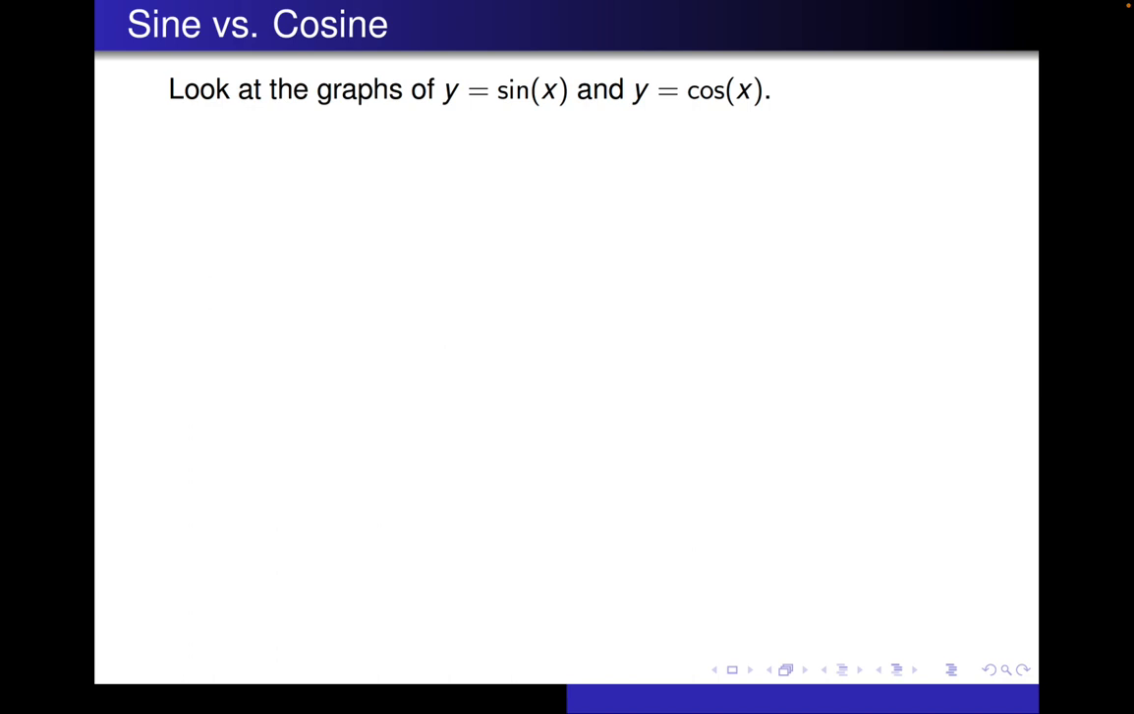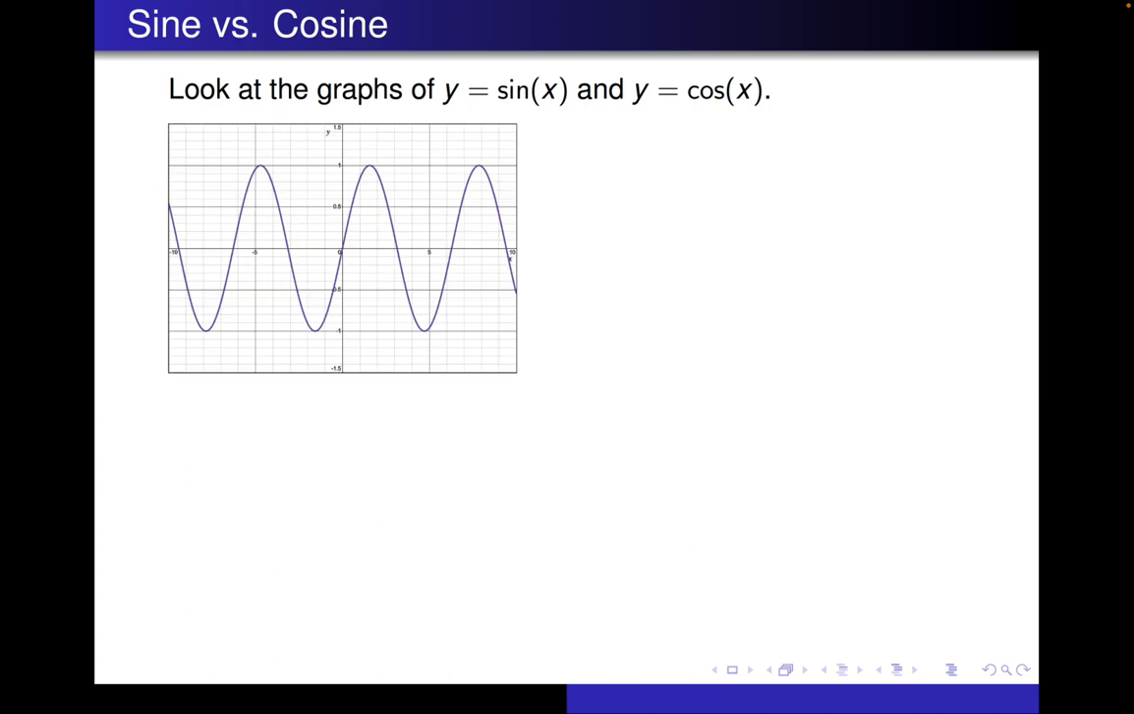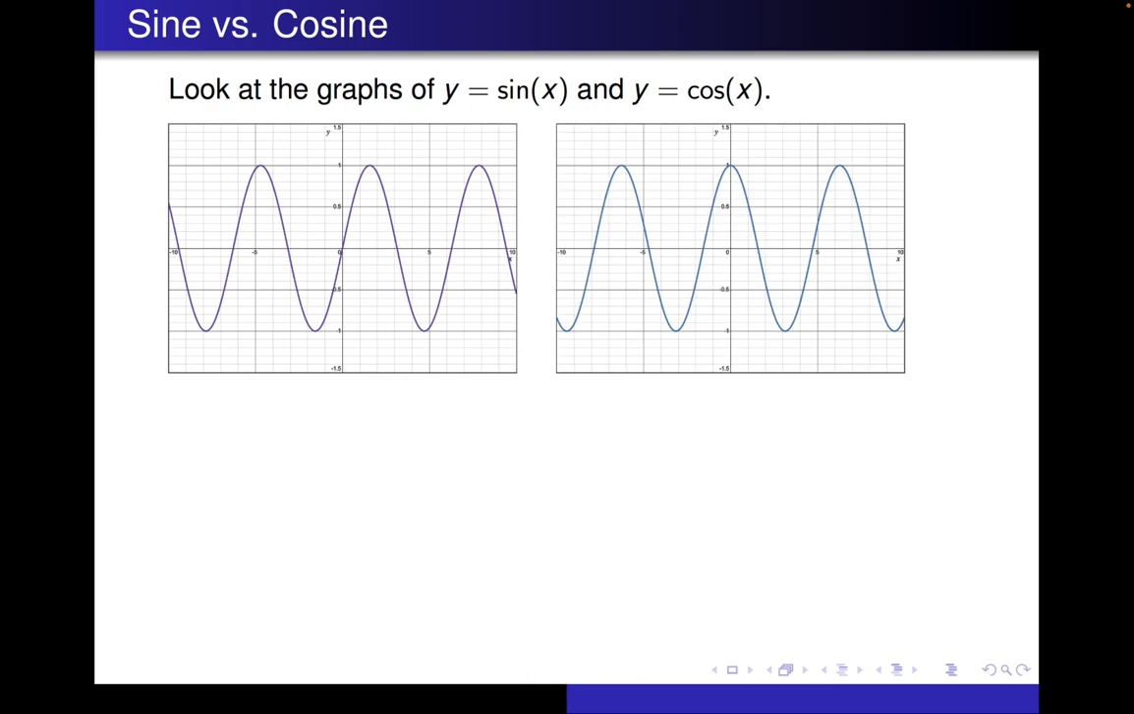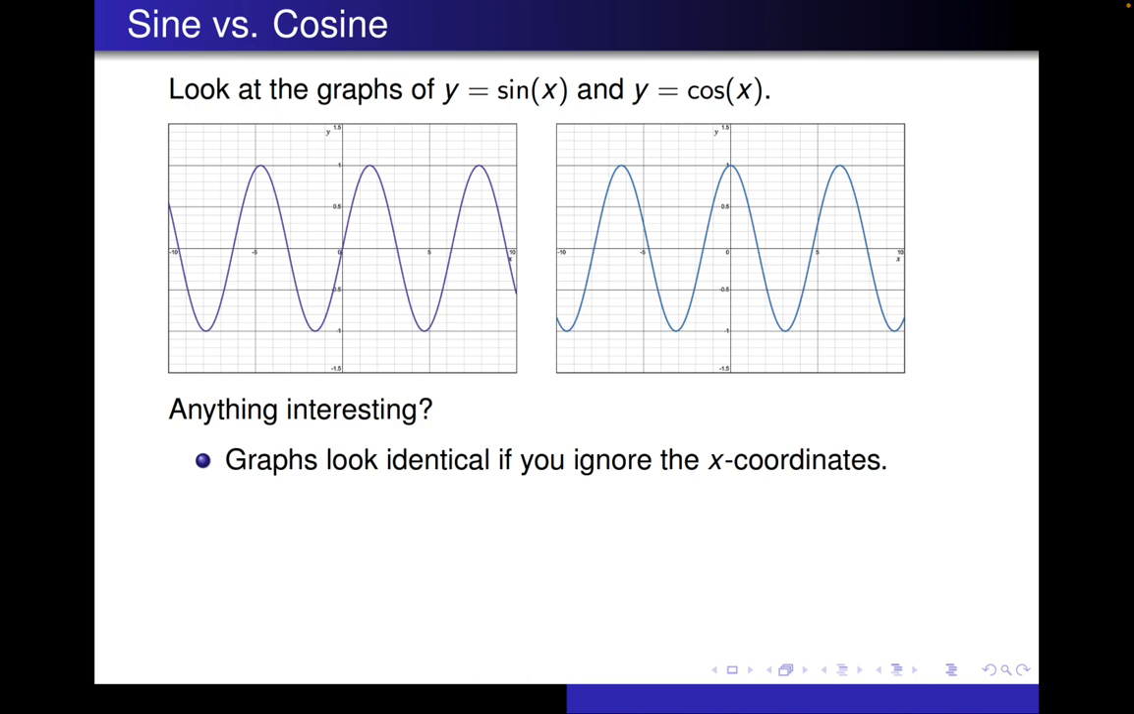So if we look at the graphs of y equals sine of x and y equals cosine of x, here is y equals sine of x, and here is y equals cosine of x, it's forgivable if you confuse the two because they look very similar, right? In fact, those graphs are identical if you ignore the x-coordinates. And in fact, if you look at the two graphs and don't ignore the x-coordinates, they look exactly the same, except they appear to be off by pi over 2 in the horizontal direction.